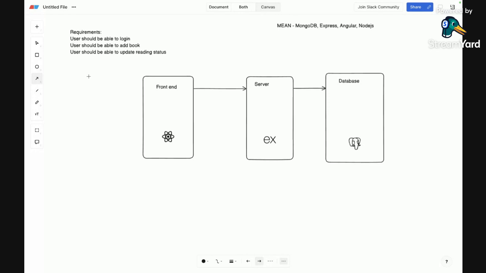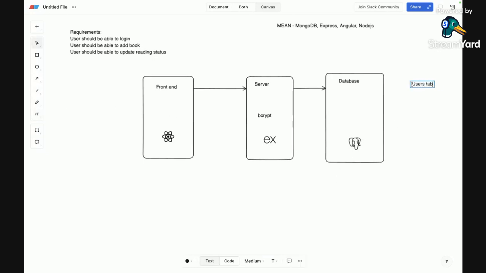So let's say user login. How can we handle it? Usually what we do is there is something called bcrypt, which is an npm package that can hash the password. So we hash the password and we store the password hash in the database.